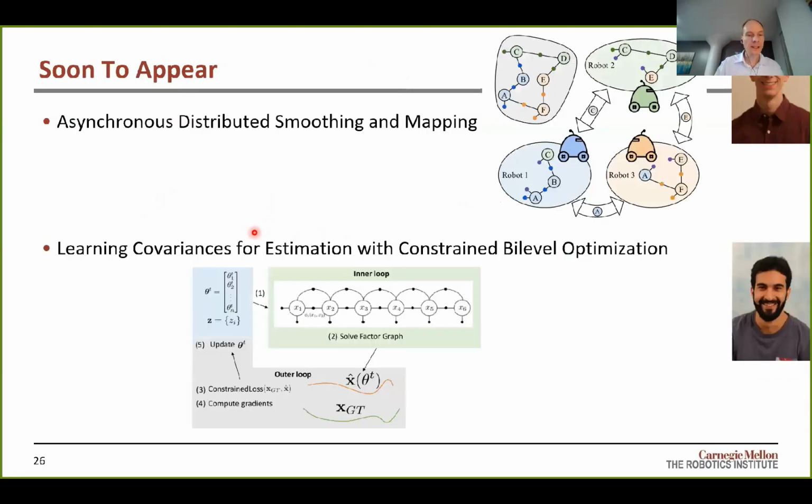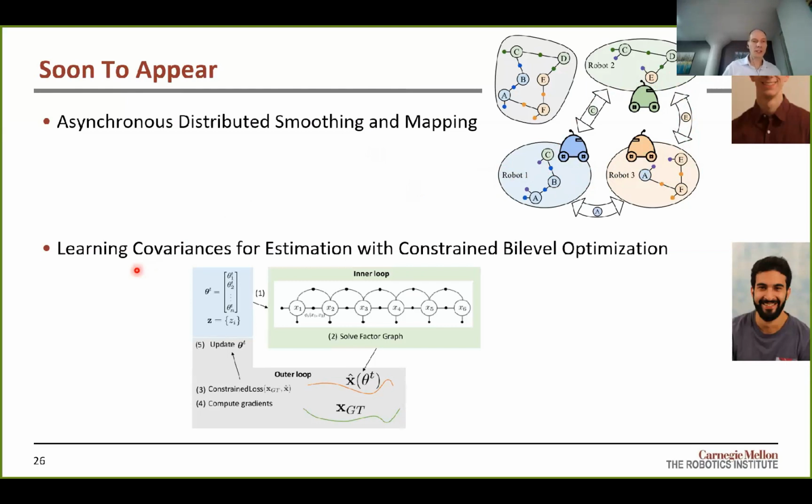And a few other recent developments that are not published yet but will appear soon. One is on distributed smoothing and mapping. So asynchronous, so especially if you're underwater, very unreliable acoustic communication, low bandwidth, targeted to that. And we can exchange as little information as possible and also no information if there's no connection. And we get basically the best solution we could under these conditions.